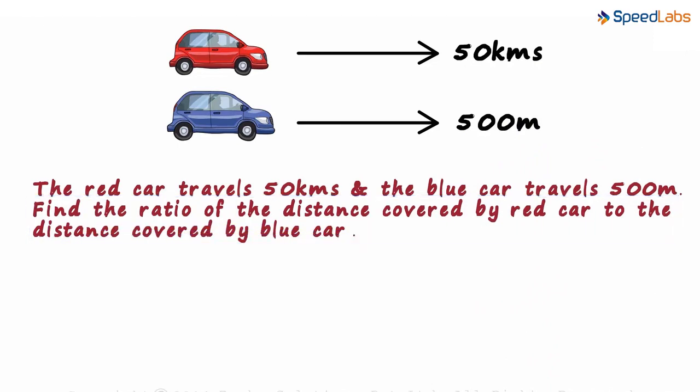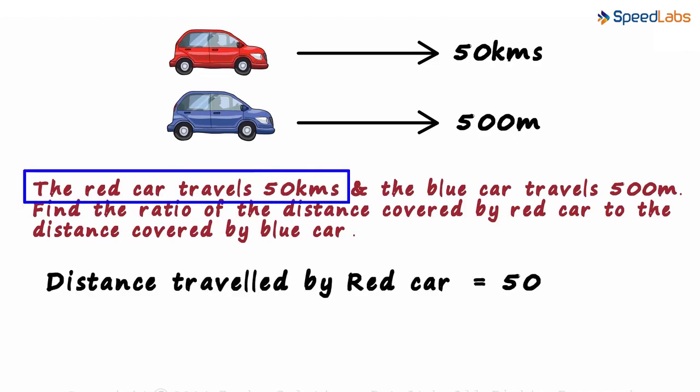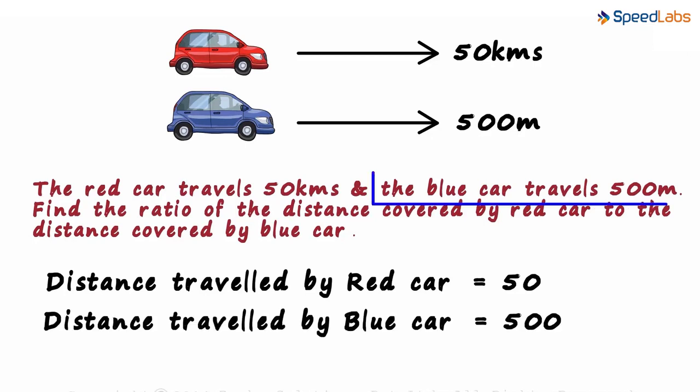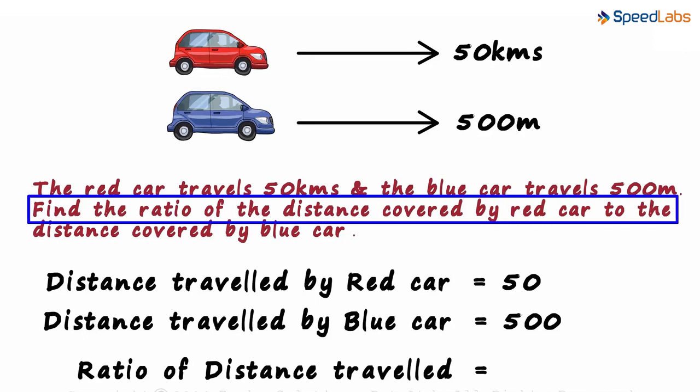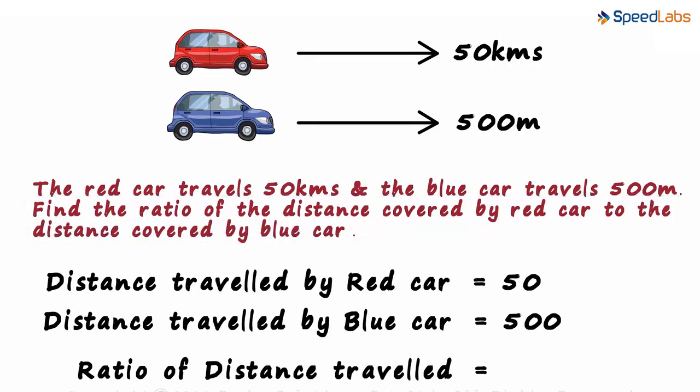First, let us note the data down. Distance traveled by the red car is given to us as 50 and the distance traveled by the blue car is given as 500. We have to find the ratio of the distance traveled by the red car to the distance traveled by the blue car. So the ratio will be 50 over 500. And cancelling out the common factors, we get the ratio as 1 to 10.